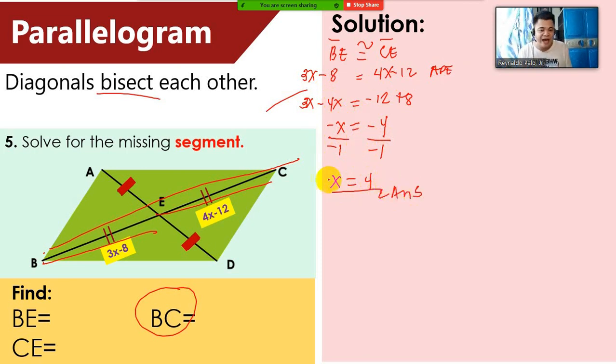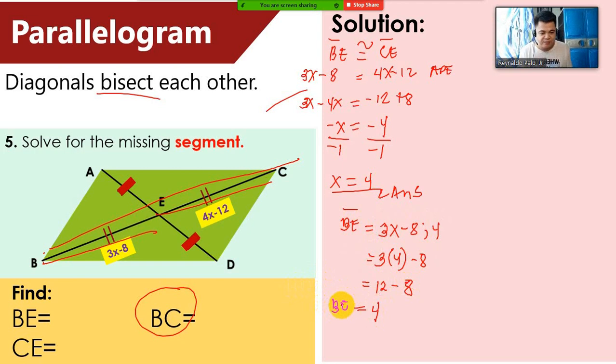Now we can have segment BE. So according to the question, we have to solve for segment BE. Where segment BE, according to the representation, is 3x minus 8 and the value of x is 4. Substitute the values. So 3 times 4 minus 8. So 3 times 4, 12 minus 8 equals 4. So that is segment BE.